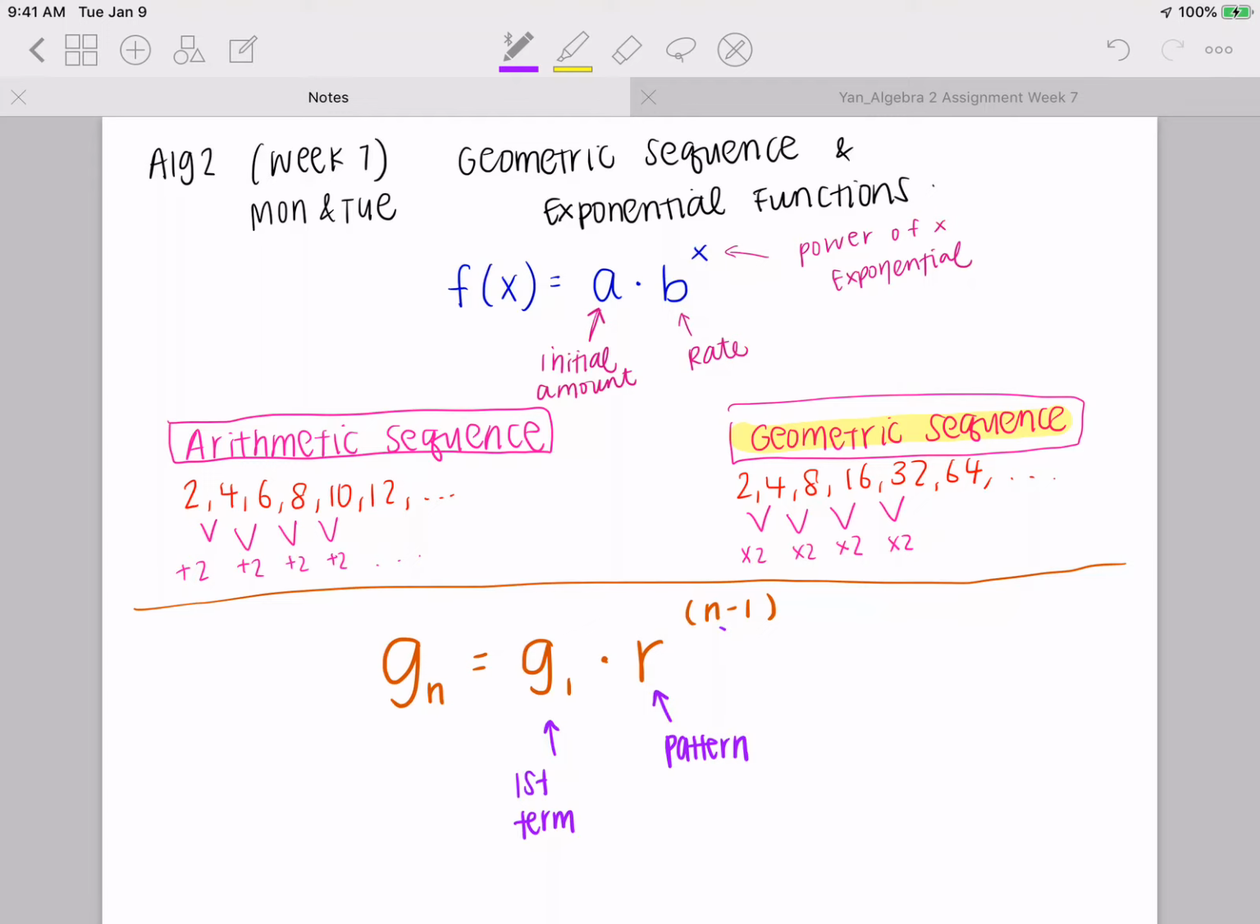And then this n right here is the number of the term. So if I want to find the 10th term, then I put 10 minus 1 up there. And then this G sub n, okay, is the amount, I would say the result, from term n.